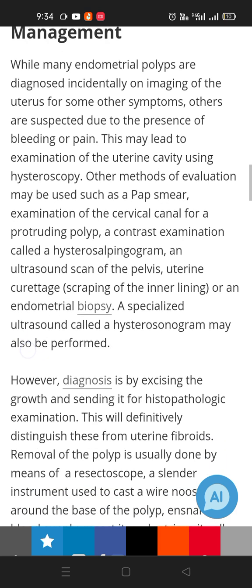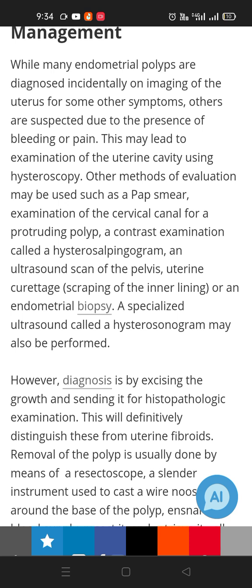Also, one very important thing is that a patient who has a polyp presents with postcoital bleeding, because they are soft and spongy. So if coitus takes place, they bleed to touch. That is why she presents with postcoital bleeding.